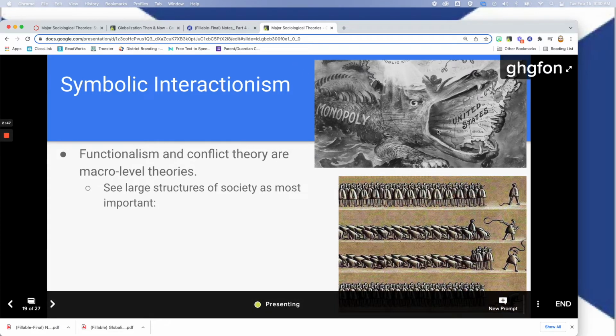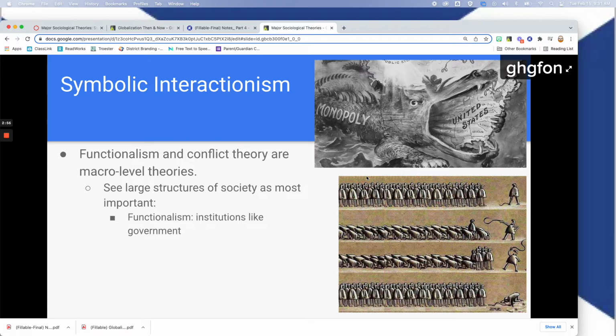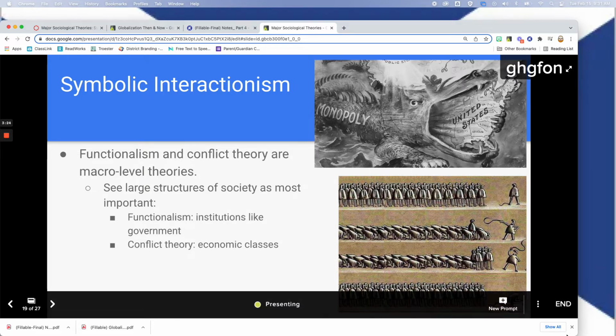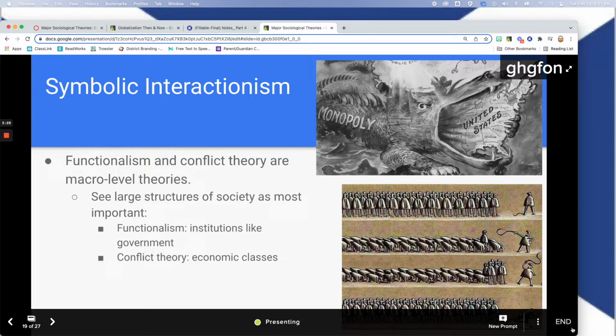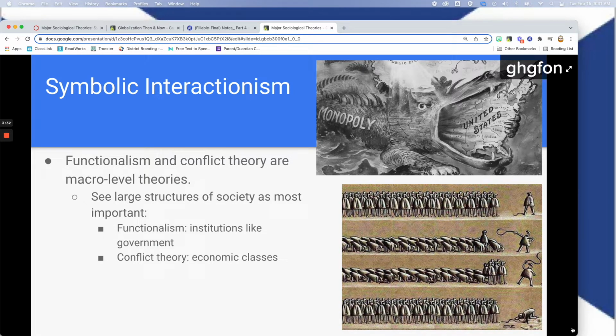As reflected in this old political cartoon of monopoly devouring the United States. Functionalists could look at that as an institution. Government of the United States, one of those institutions, right? Economic institutions like monopolies being the others. For conflict theory, especially Marxist conflict theory, we'll be talking about economic classes. The bourgeoisie who control the monopolies, the means of production, the mines, the factories, all of that stuff. They represent the major force that explains the fate of the United States.